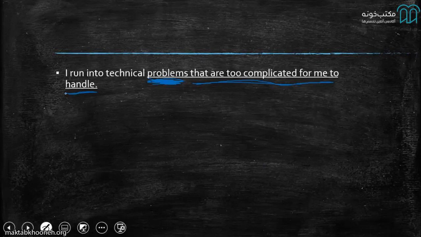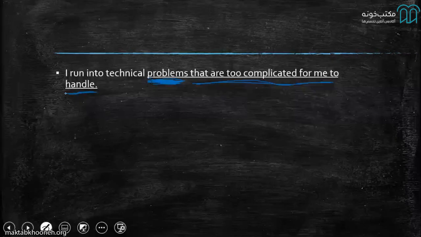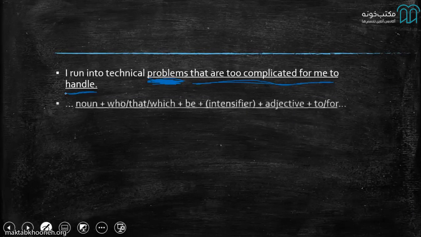It could be anything. I run into problems that are very difficult for me. I run into problems that are not easy to fix or solve. So anything that comes with that, who, or which after a noun. What is very important is that you understand the structure in here. So the structure really is the noun, which is problems, who, that, or which. In this case, we're using that.